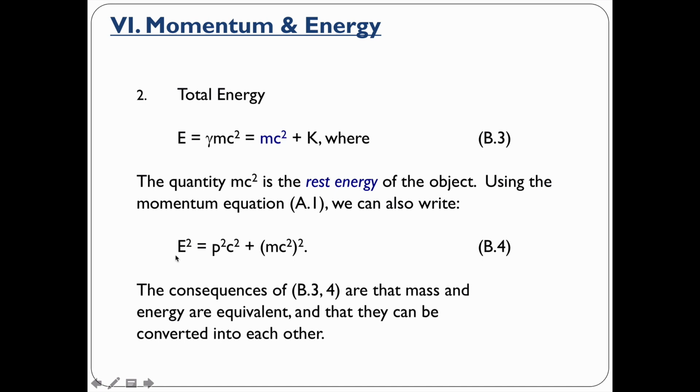Furthermore, we can write this in terms of the momentum, so that the energy squared is equal to momentum squared times c squared, that would just be basically mv squared, plus this rest energy, mc squared, squared. The consequence of these two equations cannot be understated. It's that mass and energy are equivalent and that they can be moved back and forth. And of course, we have horrifying evidence that that is true in atomic and nuclear weapons.